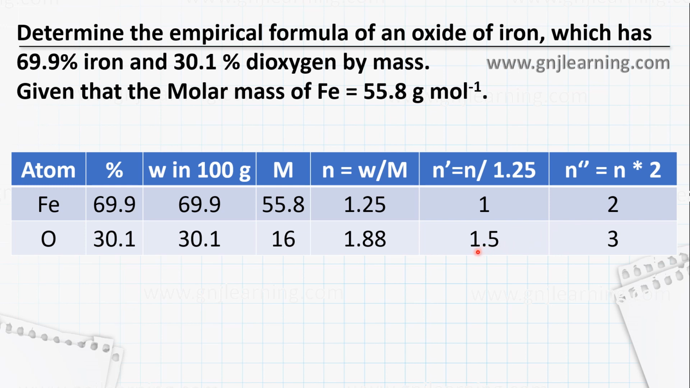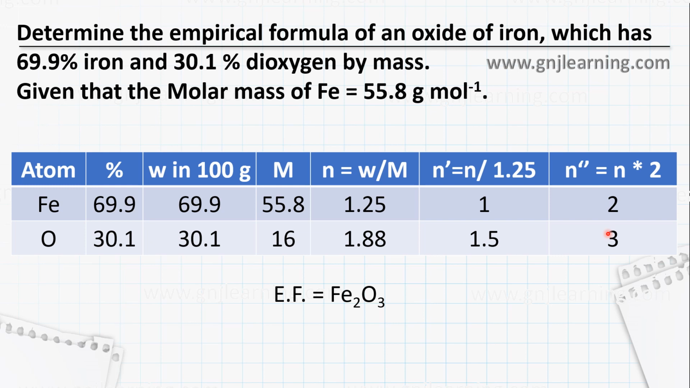It's very easy. 1.5 will turn into a whole number if I multiply it by 2. So if I multiply this, I should also multiply this number. So if I multiply both, I will get 1 into 2 is equal to 2, 1.5 into 2 is equal to 3. Now it is a whole number. So what will be the empirical formula? Empirical formula is Fe2O3. So this is how to find out the empirical formula.